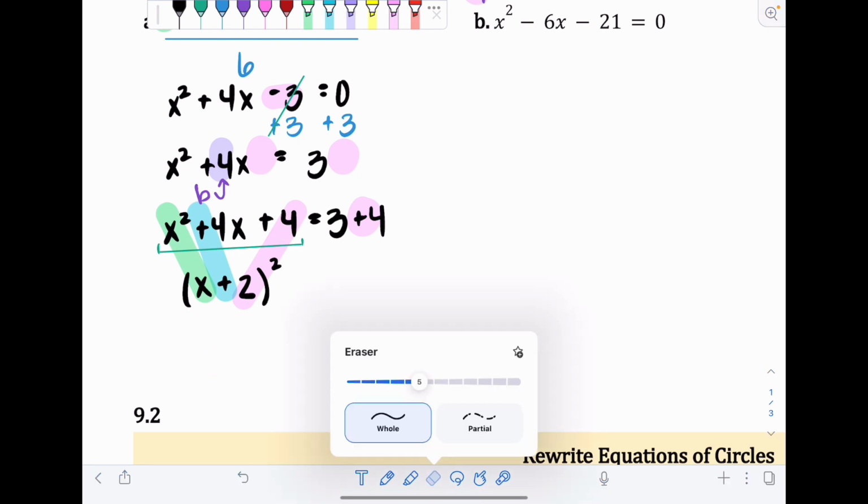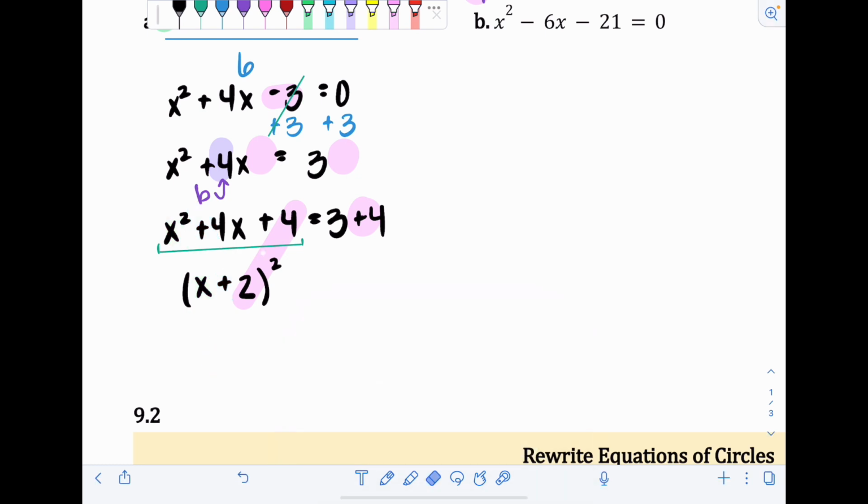Okay, so that x squared plus 4x plus 4 factors into x plus 2 squared, and then equals, over here we can add the 3 and the 4 together to get 7. And then for this section, this is just how we're going to leave our answer. So we're not solving for x, we're just rewriting it by completing the square, and it's building towards being able to rewrite equations of circles, because we know equations of circles have x minus h squared or y minus k squared in that formula. So we want to complete the square to get x plus or minus something squared.